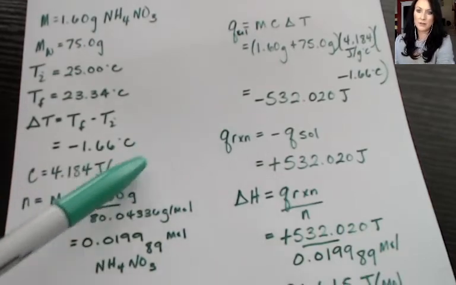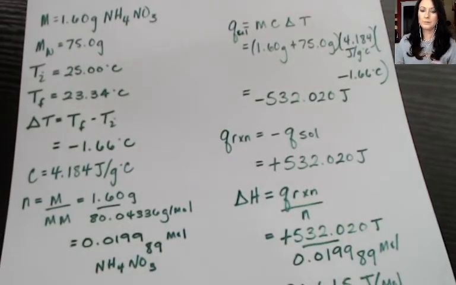I'm going to wait till my final step to round. All right, once I have my Q of solution, the next step is where my sign is going to change for my Q. Okay, so Q of solution is showing me negative 532. I want the Q of the actual reaction.